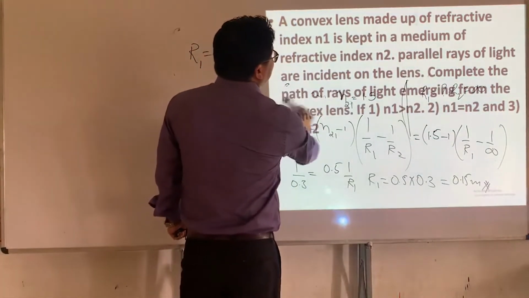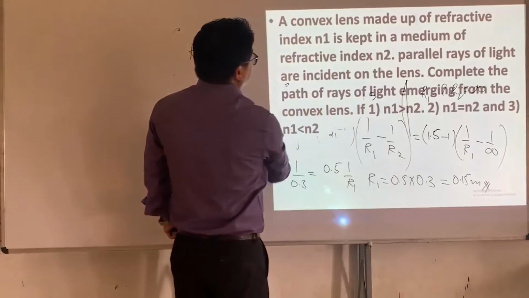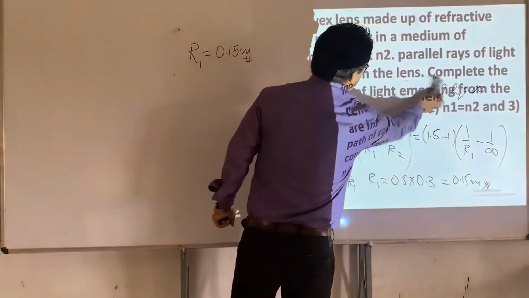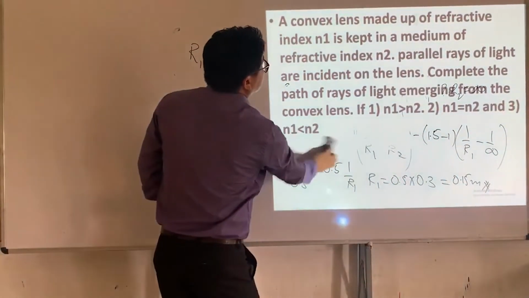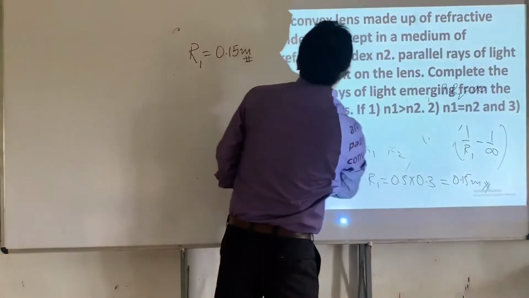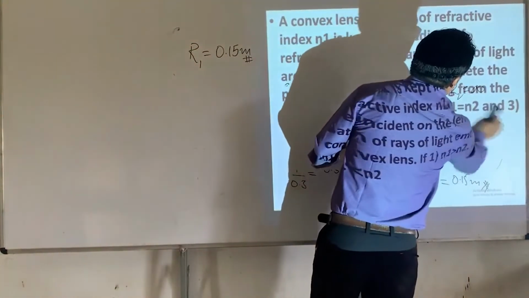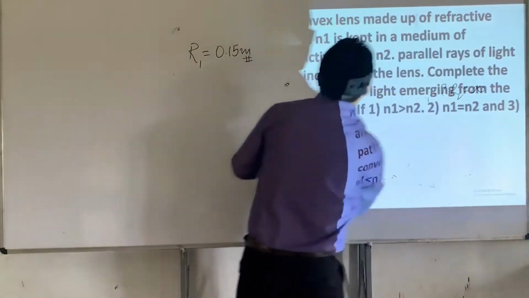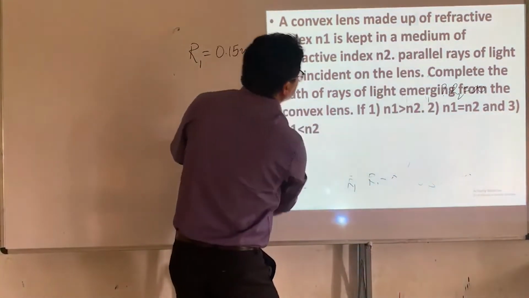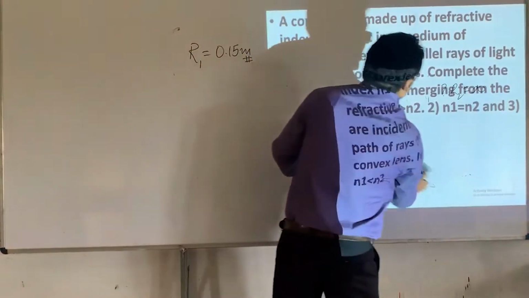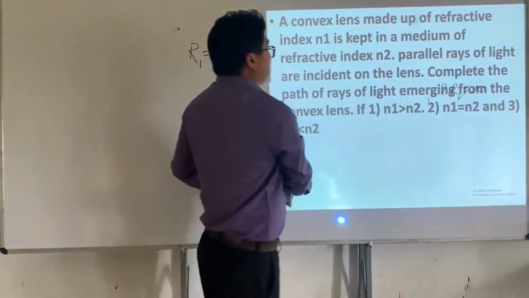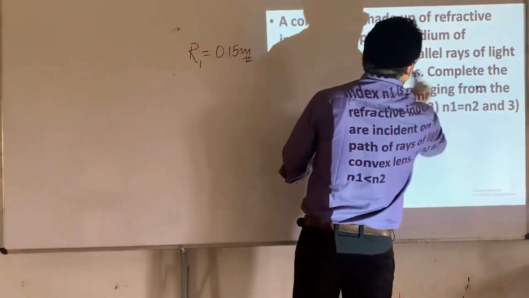A convex lens made up of a refractive index N1 is kept in a medium of refractive index N2. A parallel ray of light is incident on the lens. Complete the path of the ray.